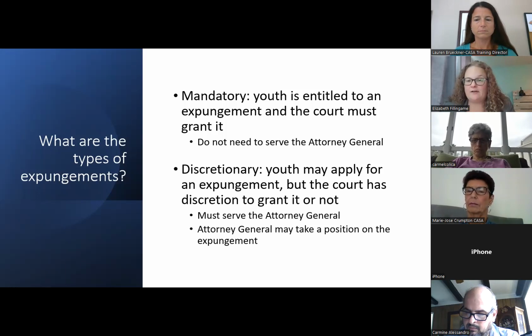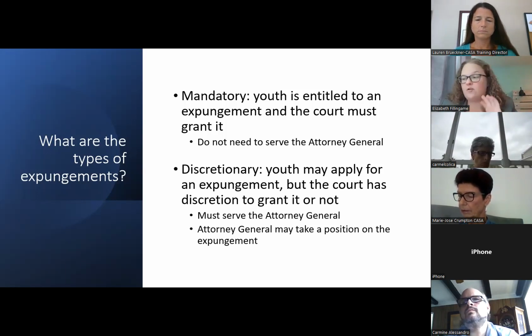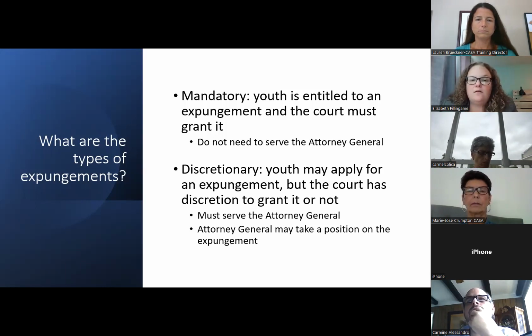They could require a hearing. If the Attorney General's office is going to oppose it, then there's going to be a hearing, and the two sides are going to come in and explain why the kid should get an expungement, and why the Attorney General's office opposes it, and then ultimately the court would have to make a decision. Questions about expungements and the different types before we move on?